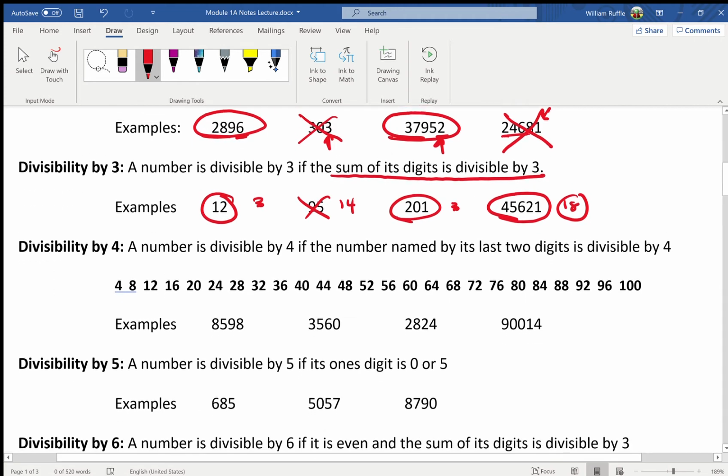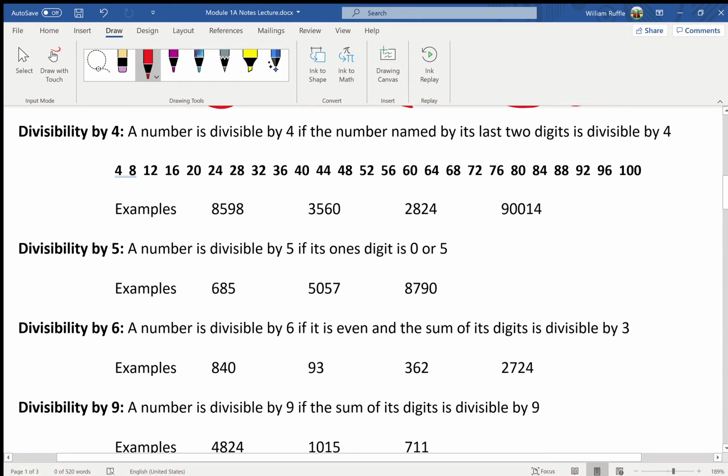The rule for 4 is another really good one. If its last 2 digits are divisible by 4, the number is divisible by 4. Now right here, I took this off the multiplication chart. That's all the multiples of 4 up to 100. So every one of these numbers is divisible by 4. So now, if I look at the last 2 digits, 98, if I look up the chart, it goes from 96 to 100. 98 is not on it, so that is not divisible by 4.